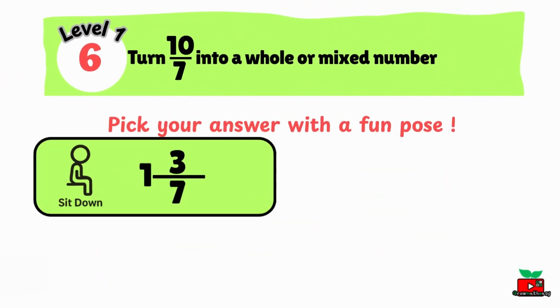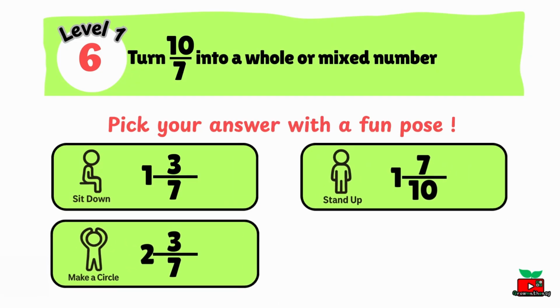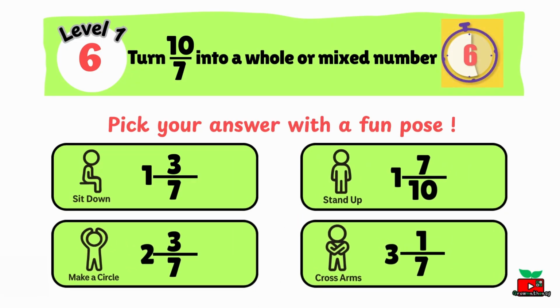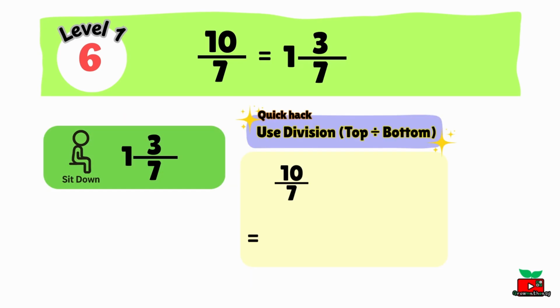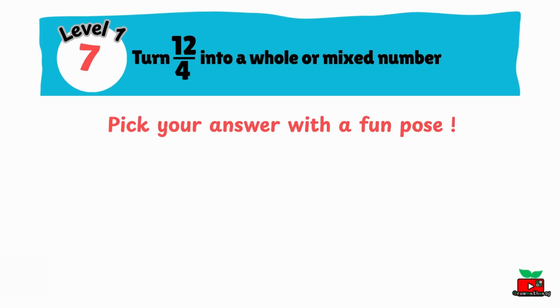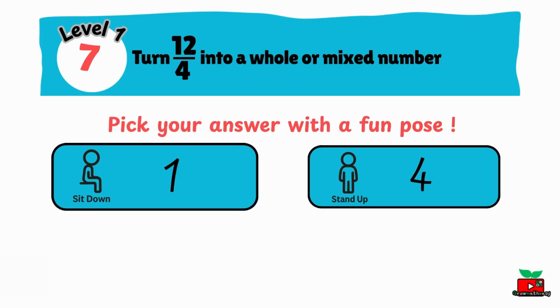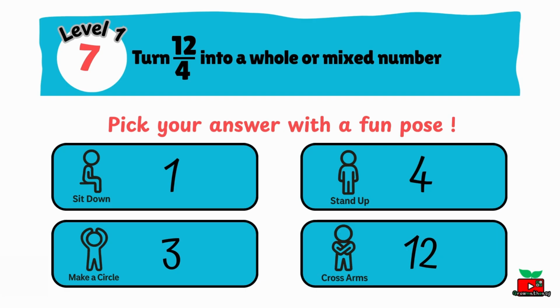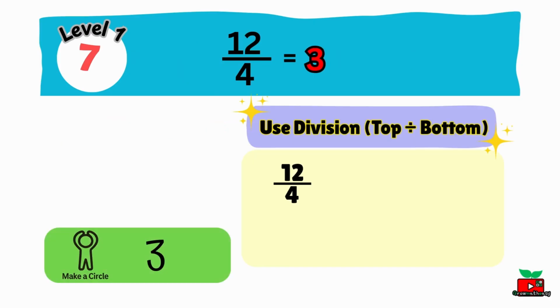Turn 10/7 into a whole or mixed number. One and 3/7. 10/7 equal 1 and 3/7. Turn 12 quarters into a whole or mixed number. Three. 12 quarters equal 3.